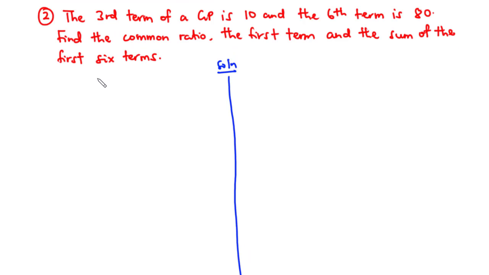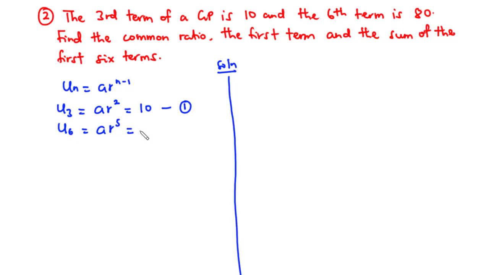So from the question, the third term of a GP is 10. We have un equals a times r exponent n minus 1. This is the general term. So the third term, u3, will be a times r exponent 2, and that is equal to 10. Let's call this equation 1. We have the sixth term, that is a times r exponent 5 equals 80. This is equation 2.